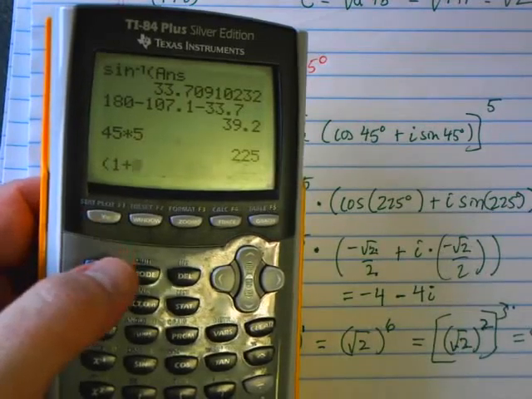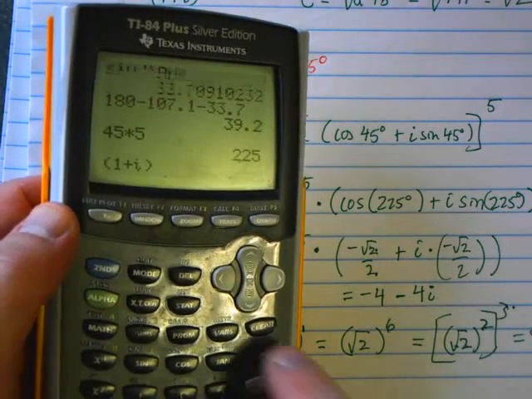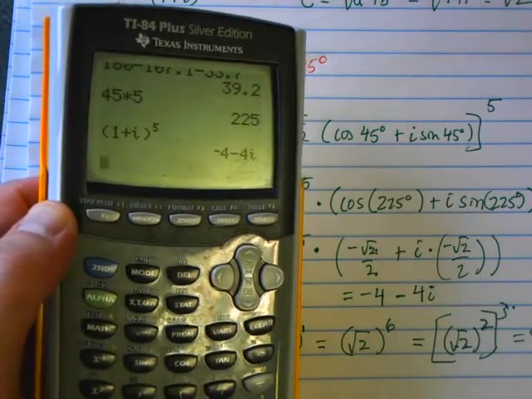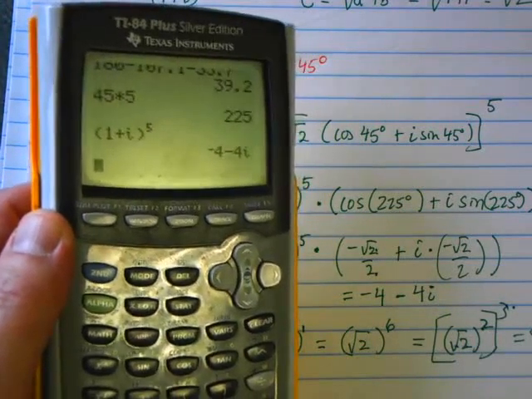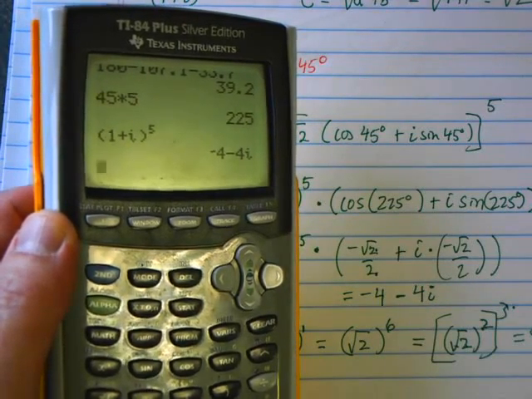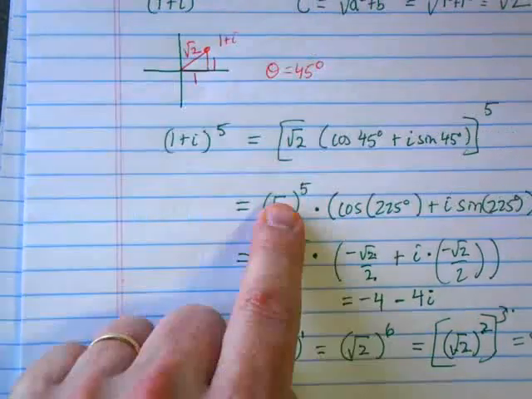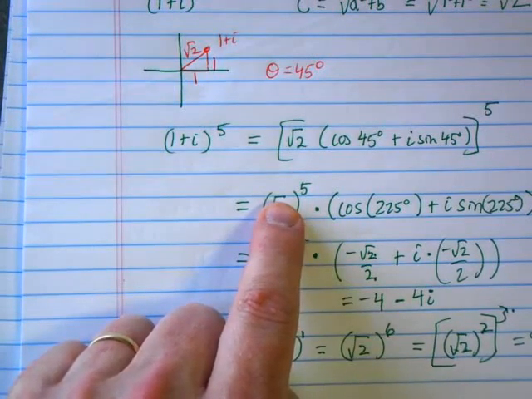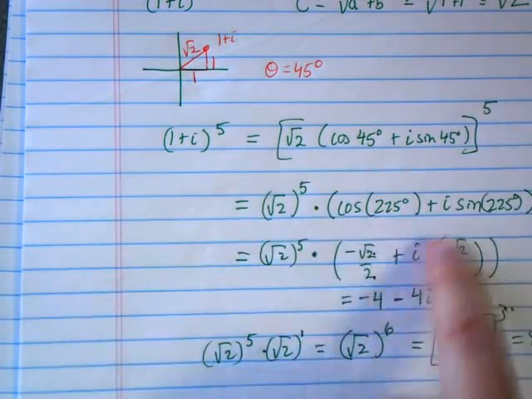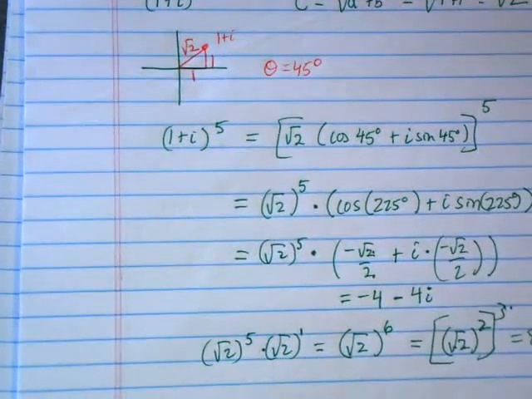One plus I raised to the 5th. Calculator gives me the same answer. How's the calculator doing it? It actually did it exactly the same way we did. The calculator actually converts it to trig form, does the trig, and then converts it back.